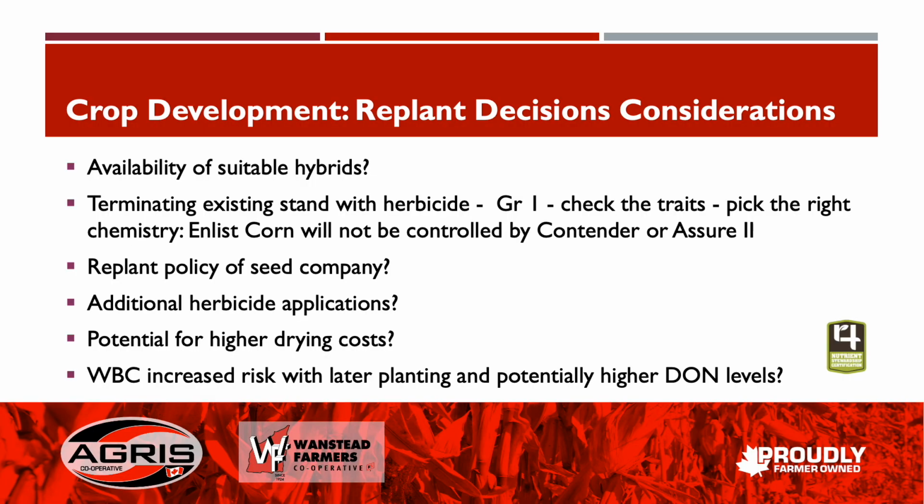Some of the other things that come to mind too are the availability of suitable hybrids to replant. Terminating the existing stand with herbicides is usually the best practice. Make sure you understand what traits you're trying to take out. Replant policy of the seed company, additional herbicide applications if necessary, potential for higher drying cost, and increased risk of western bean cutworm infection and potentially higher DON levels are some of the other things that we might want to consider.